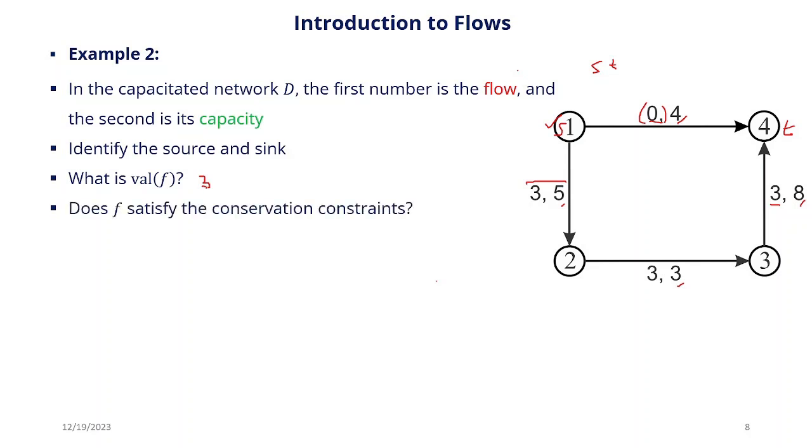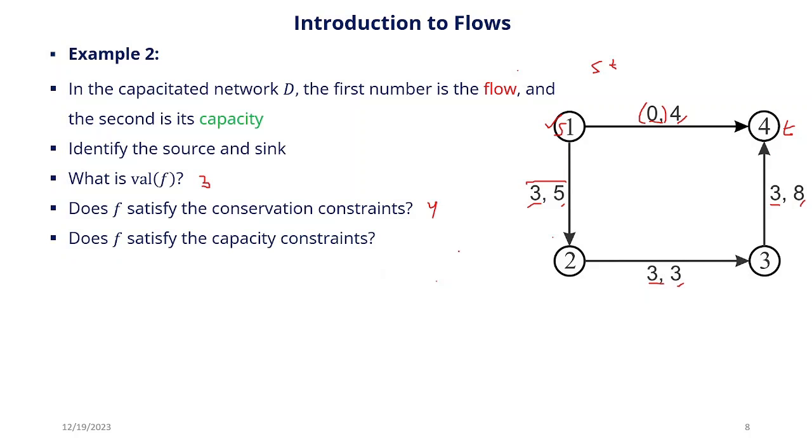Does F satisfy the conservation constraints? We check that out. Conservation constraints means that whatever is flowing into a node that is not the source or the sink must be equal to whatever is flowing out. So in node 2 we have 3 coming in, we also have 3 going out. In node 3 we have 3 coming in, we also have 3 going out. In node 4 we have 0 coming out, 0 going to T. So this is yes, the conservation constraint is satisfied.